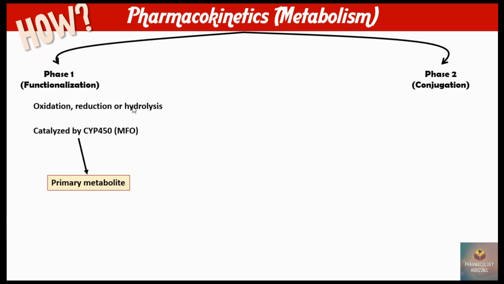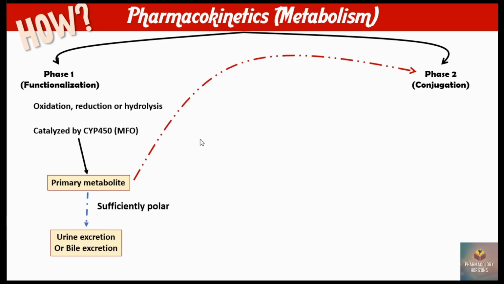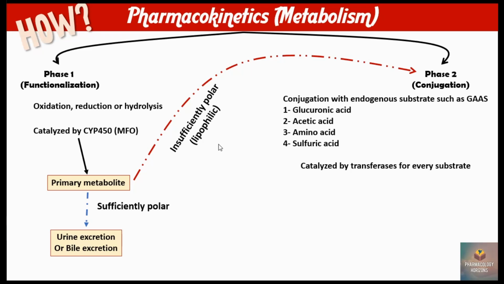So after the drug is exposed to phase 1 reactions, the produced molecule is called a metabolite. This metabolite can either be active or inactive. As we said before, the body does not have any control over the activity. If this metabolite is polar enough, it's going to be excreted outside the body. However, if it is still lipophilic, it will be reabsorbed again in the kidney and circulate back, where it's exposed to phase 2 reactions. Phase 2 reactions involve conjugation of this metabolite with some endogenous substrates like glucuronic acid, acetic acid, amino acids, and sulfuric acid.